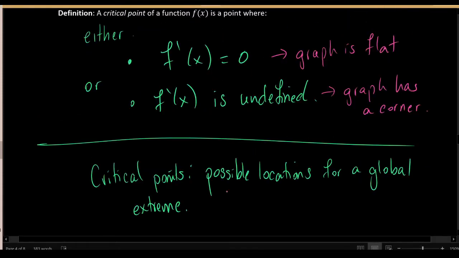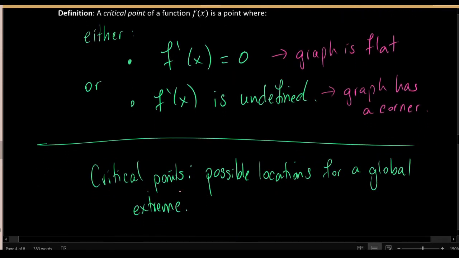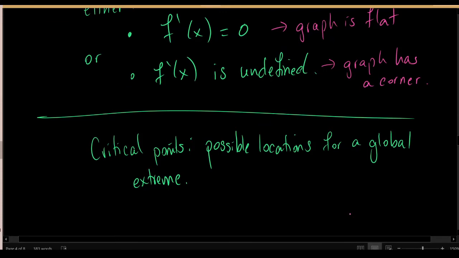A global extreme can only be found at really one of 2 locations, either at an endpoint or at a critical point. So when you're looking for the best, mathematically speaking, you take your function, you list all the critical points, you list the endpoints, and then you try and figure out which one gives you the optimal result.